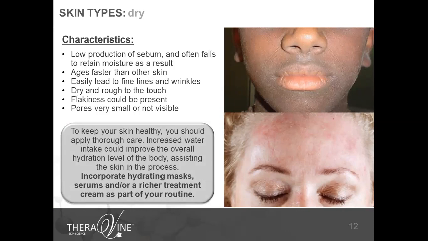And a lot of times when I do my consultation and analysis, I will ask my client, what type of moisturizer do you prefer? And usually a client who's a true dry skin will say, I love a rich cream. I always go for the richest products that I can get because my skin is so dry.